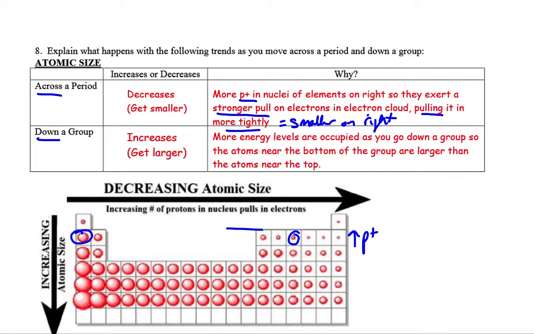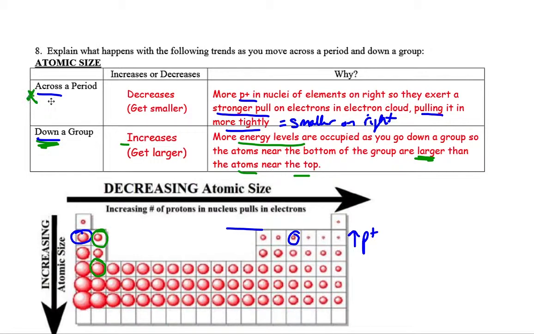Now, what if you were asked to compare 2 elements going down a group? What if I said compare this guy and that guy? What happens as you go down? Well, the size gets bigger. Don't overthink this. This is pretty simple. It gets bigger. Why? Because we have more energy levels. The atoms near the bottom have more energy levels, so they're larger than the ones near the top. This is very basic. Don't overthink the down.